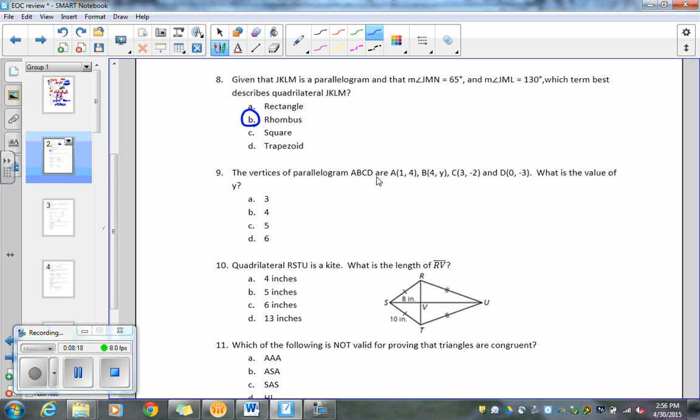The vertices of the parallelogram are A, 1, 4, B. All right, so what you're going to have to do is graph. You're going to be given graph paper on the Milestone, so let's make sure we use it. All right, 1, 4, let's just guesstimate, say it's right there. We don't know what B is. We know it's 4 something, so it would be somewhere on this line here. 3, -2, let's just guesstimate and say it's right here, and then 0, -3, which would be somewhere right there.